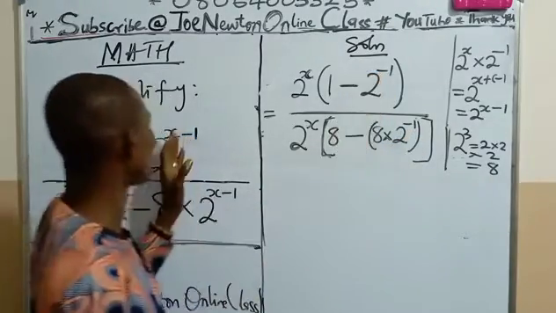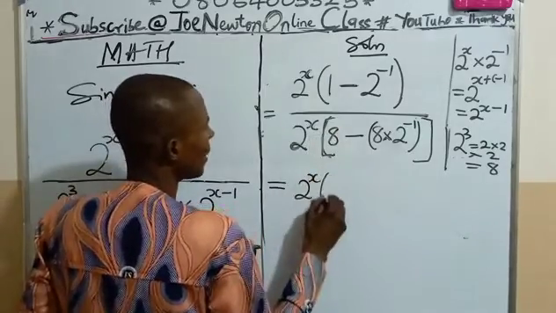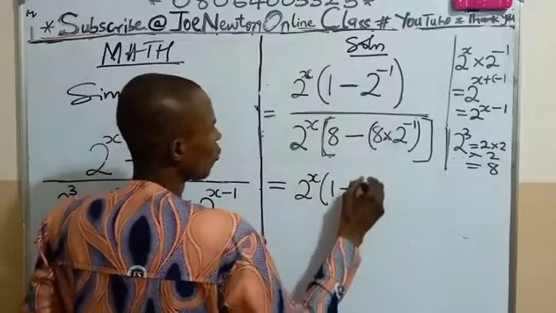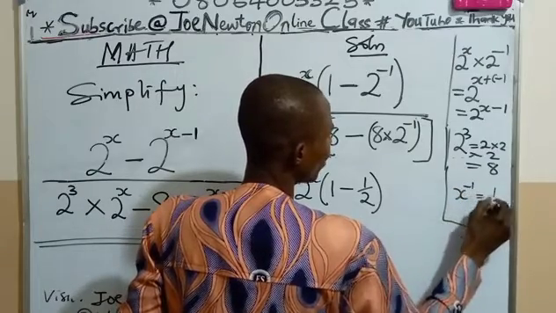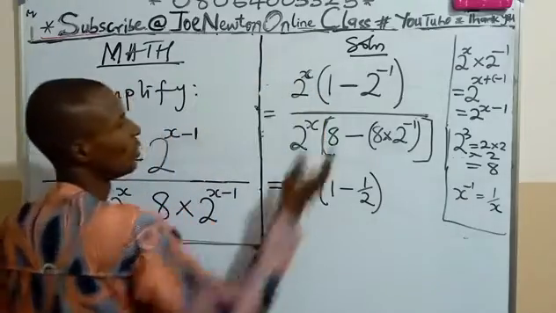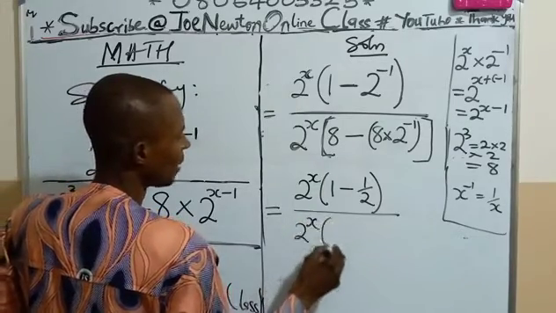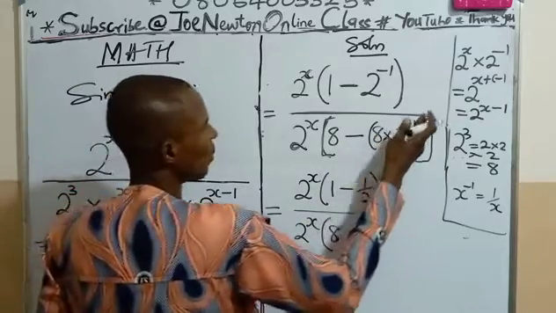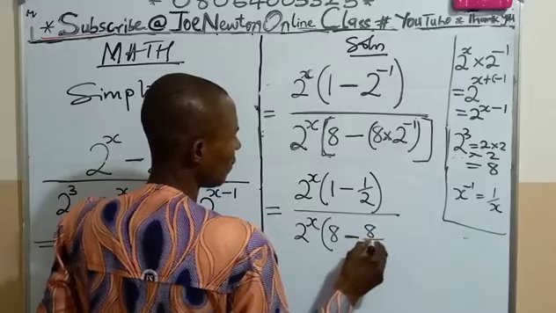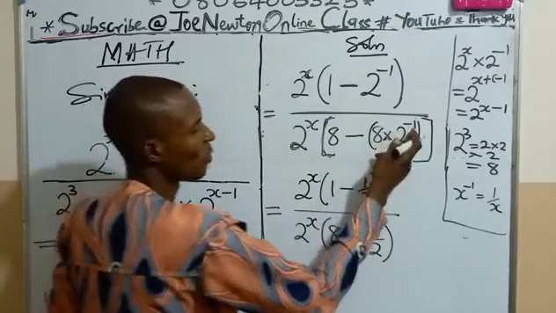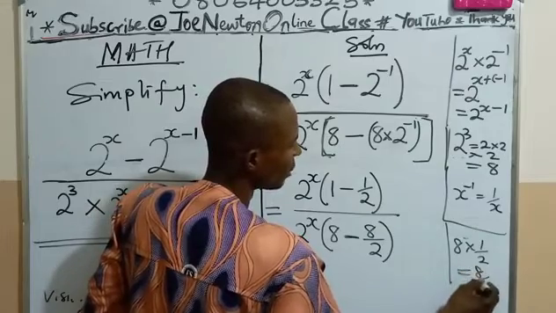Remember what we did here in this case. So that will definitely give us 2 raised to the power x here, bracket 1 minus 2 raised to the power minus 1, which is 1 over 2. Remember that if you have x raised to the power minus 1, it is 1 over what? X. Okay, so this is 1 over 2. All over, here I have 2 raised to the power x, bracket 8, then 8 times 2 raised to the power minus 1 is what? This will give you minus 8 over 2. How? Because 2 raised to the power minus 1 is 1 over 2. So when you have 8 times 1 over 2, that will give you 8 over 2. And of course it is 4.